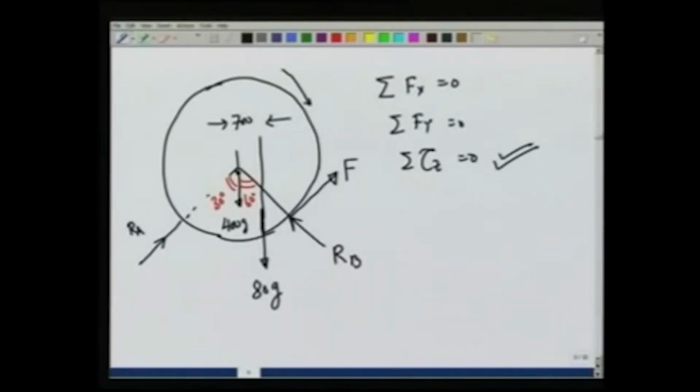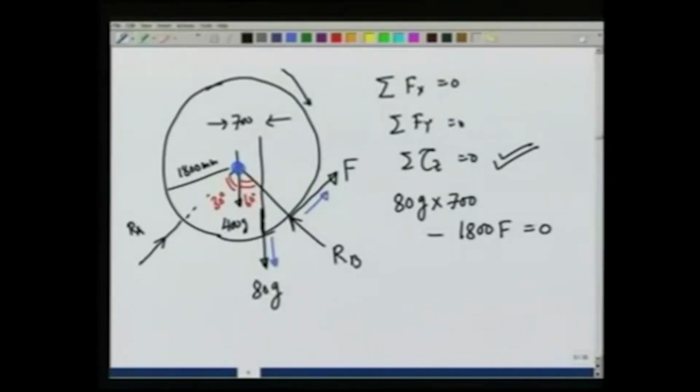For this, let us take the center of the drum as our point about which we take the torque. In that case, the only torques that will be coming into picture would be torque due to this weight and torque due to F. If we do that, we will find that torque equal to 0 gives us 80 G times 700 minus 1800, which is the radius, times F is equal to 0.